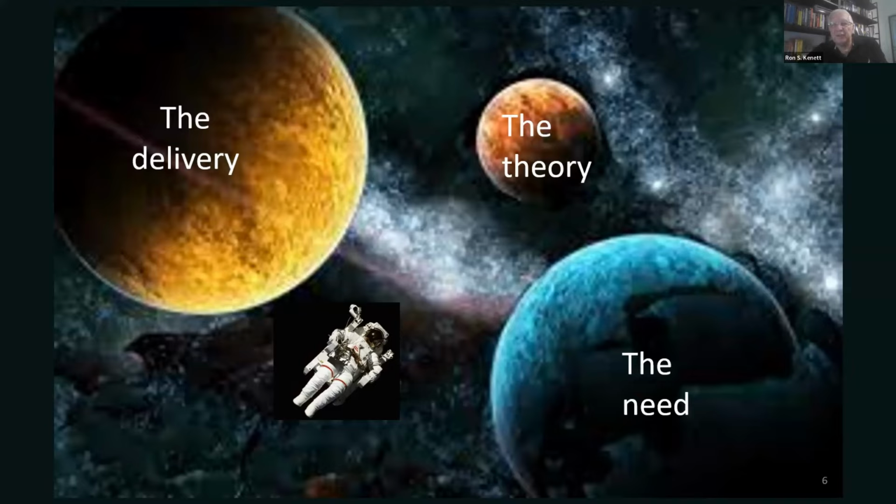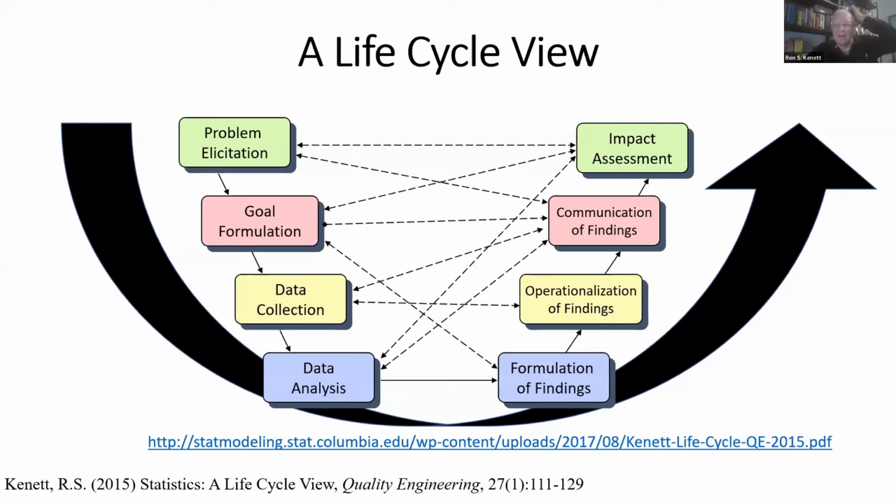And then there's a third big planet, which is the delivery planet. If we have the theory and the needs, we need a delivery platform. So the delivery platform, which can be Python code or R code or other statistical platforms, will allow us to bridge the theory and the need, and provide added value to users, to customers.